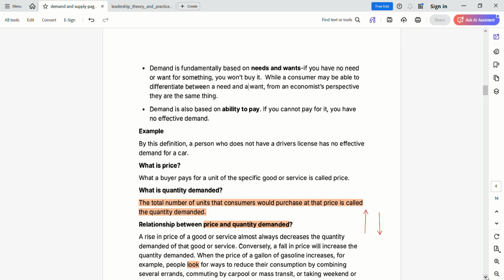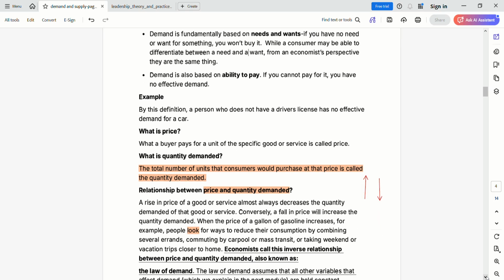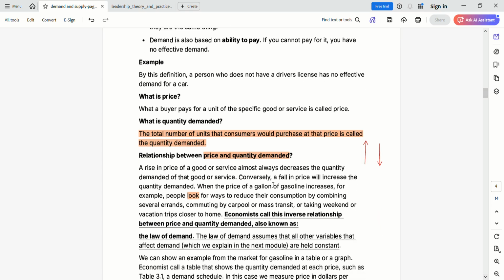Again, we have a simple example. By this definition, a person who does not have a driver's license has no effective demand for a car. That is a simple example. When a person has a driving license, he needs a car and he has the ability to pay. All these three conditions collectively make a demand for a car.